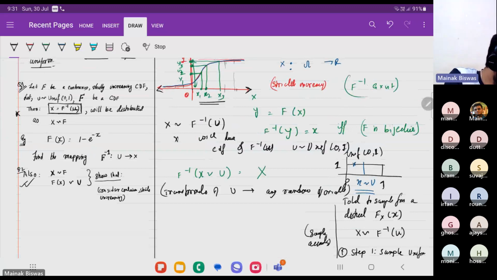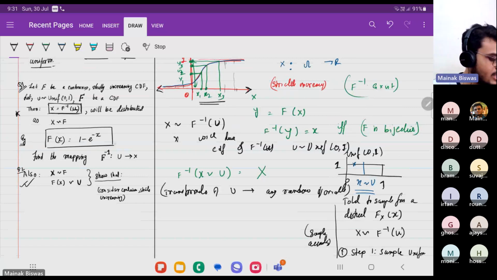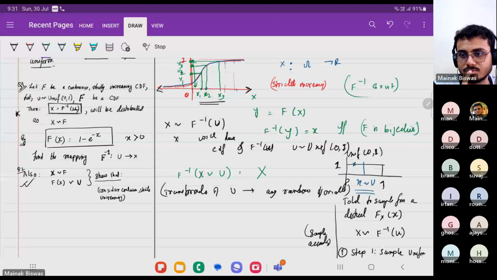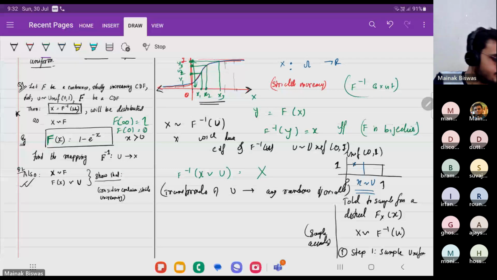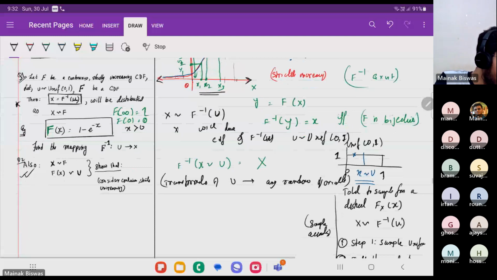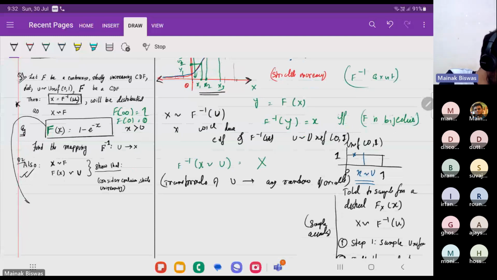So say your function has the form 1 minus e to the power minus x. This is valid for x greater than 0. Is this a valid CDF or not? Why is it a valid CDF? It is increasing. And F is the integrated form. F is the CDF. So F of infinity is 1. Correct. And F of 0 is 0. Yes. So this is a proper CDF. So now tell me, how will I get f inverse? What will be the f inverse of this?